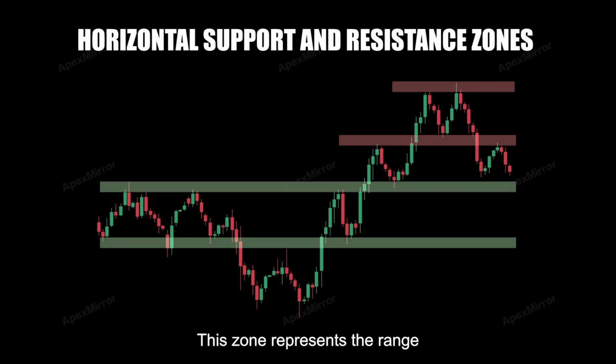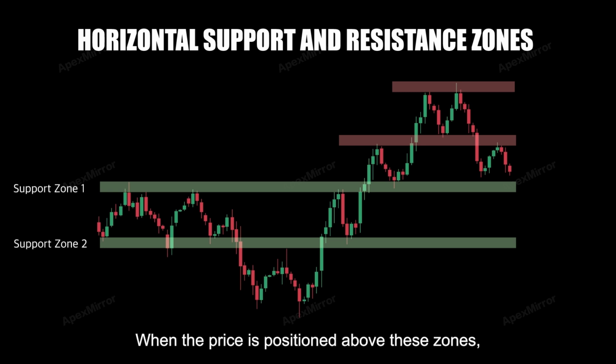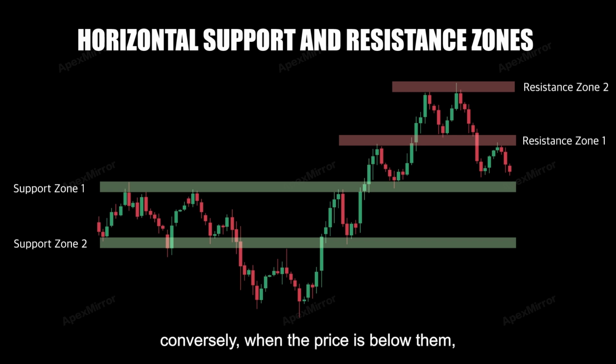This zone represents the range where the price has repeatedly struggled to rise above or fall below. It can visually and analytically represent areas where the price might hesitate or reverse in the future. You can think of these zones as battlegrounds where a fierce war between buyers and sellers took place, indicating heavy trading activity at these levels. When the price is positioned above these zones, it acts as a support zone. Conversely, when the price is below them, it functions as a resistance zone.